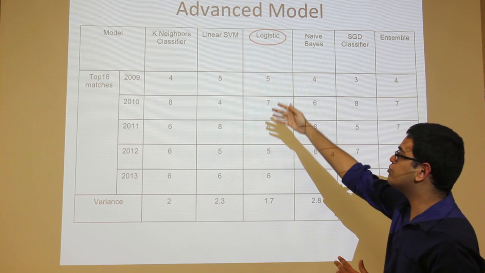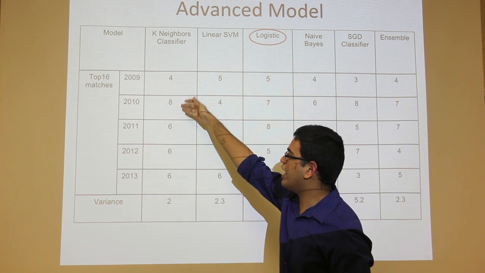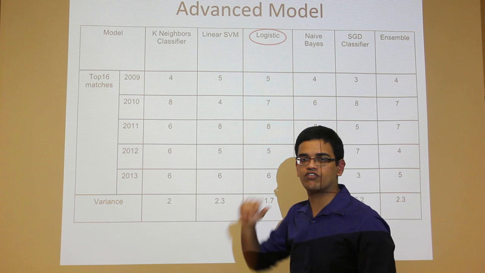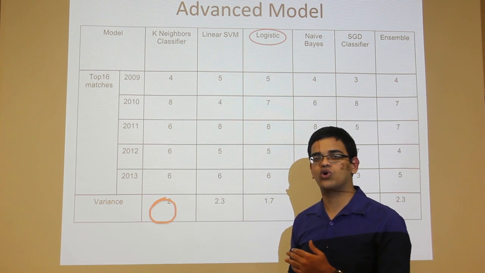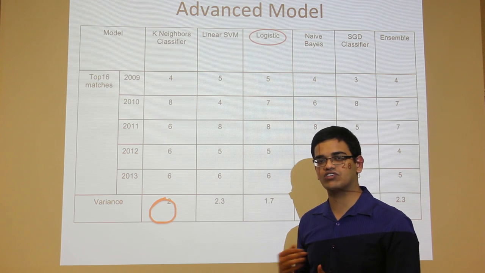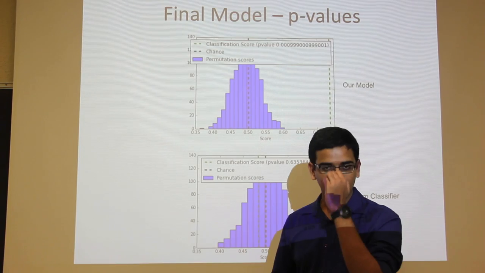Whereas an algorithm like k neighbors gives 8 correct ones in one year and 4 correct ones in another. So this makes the model not so accurate. You cannot say it performs within a certain range.